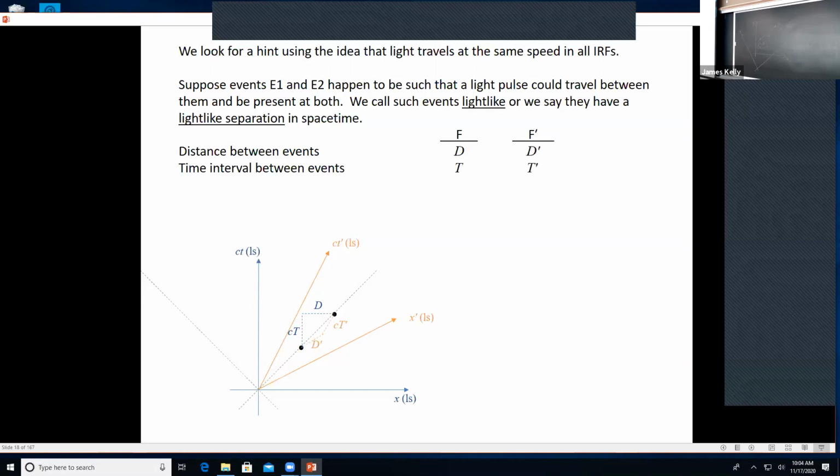In that other frame, well, remember, and I know you might be able to see at home better than we can in the classroom, to find the time interval between the two events, what I do is draw a line of constant time through one of the events and then go parallel to the time axis in that coordinate system.